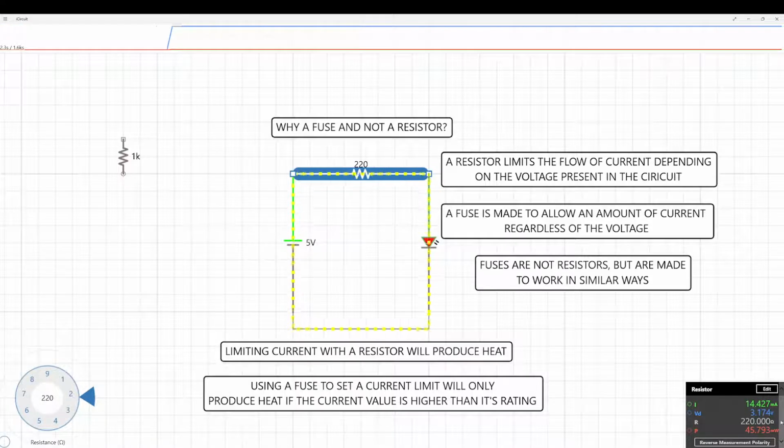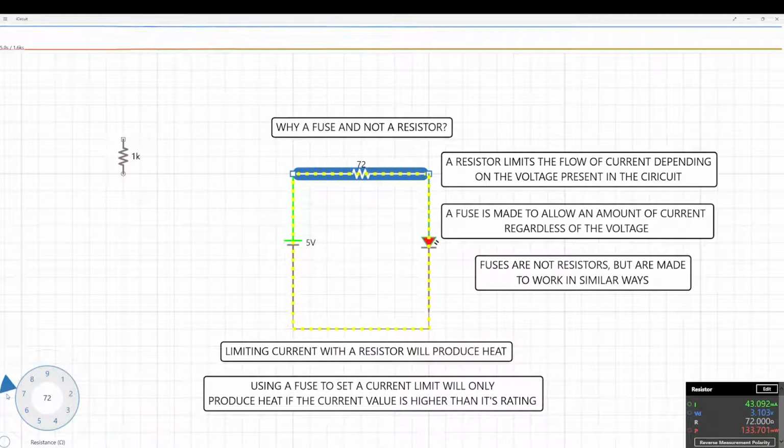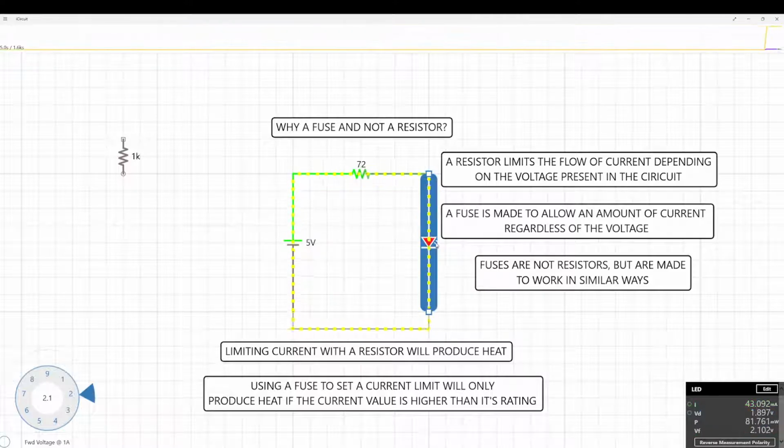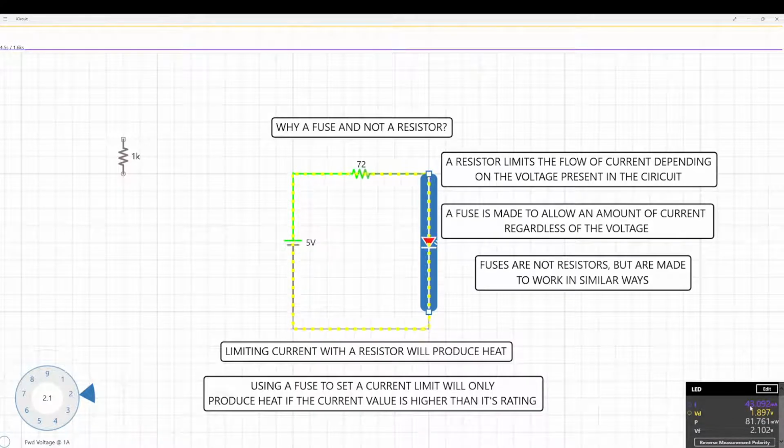But as you can see here, we have the 14 milliamps, and if I lower the resistance to, say, 70, we are at 43 milliamps. We have a very bright LED. We still have 3 volts dropping across the resistor, and we still have 1.8 volts dropped across the LED. But again, we have 43 milliamps, which is more than we need. If we had a 25 milliamp fuse, the fuse would have blown in this situation.